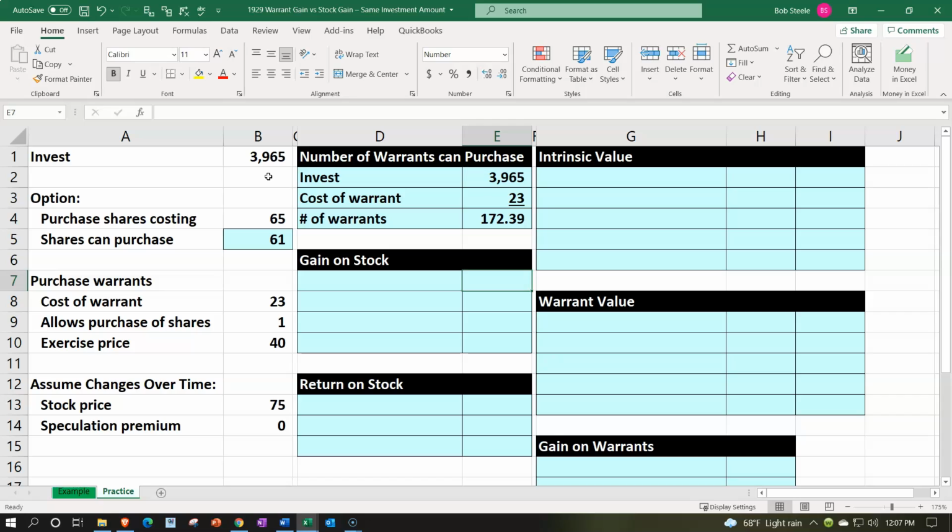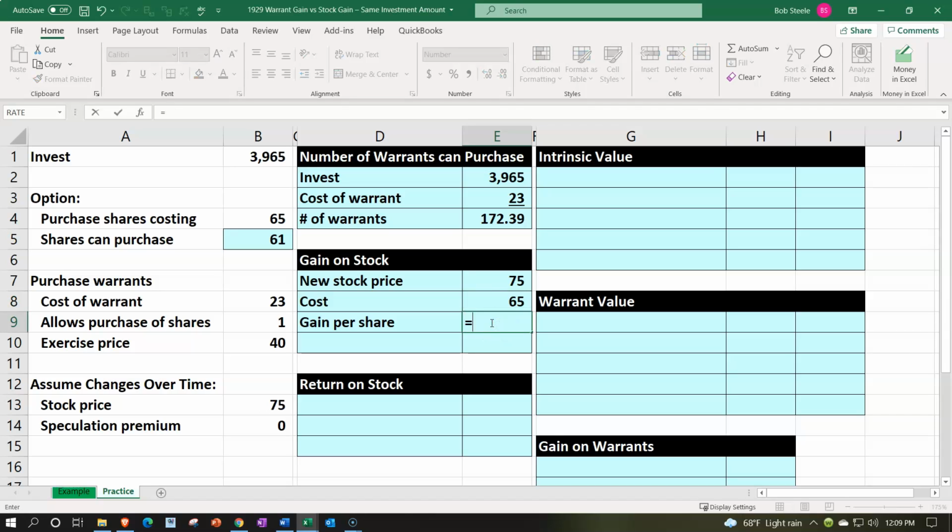So then we can think about the gain for the stock if it was to increase to 75, which is a fairly straightforward calculation. We're just going to say the new stock price, or the sales price, would be the 75. It went up to 75, in other words, and the cost was 65 per share. So the gain per share is going to be the 75 minus the 65, or 10. Let's underline that, font group and underline.